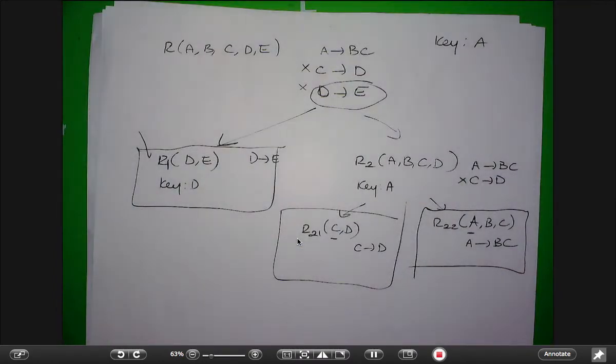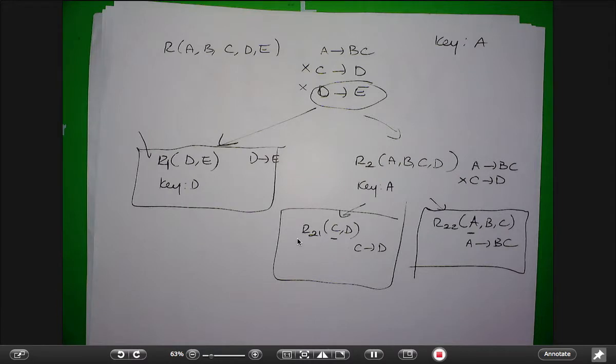Okay. So instead of storing R, you should actually store these three relations. These are the functional dependencies that are going to hold for them. These are the keys that they have. And if you follow the rule exactly, all these decompositions are guaranteed to be lossless.